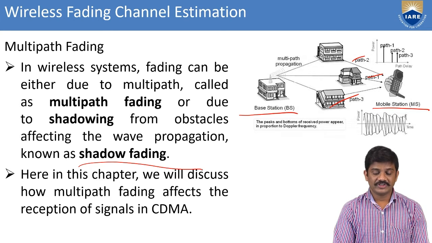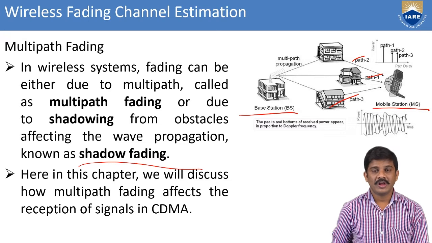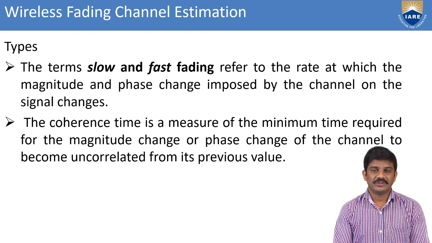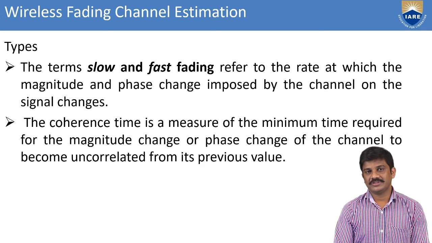In this one we mainly discuss the effects on the receiver section of the signals in code division multiple access. Coming to the types of fading, here is wireless communication estimation.